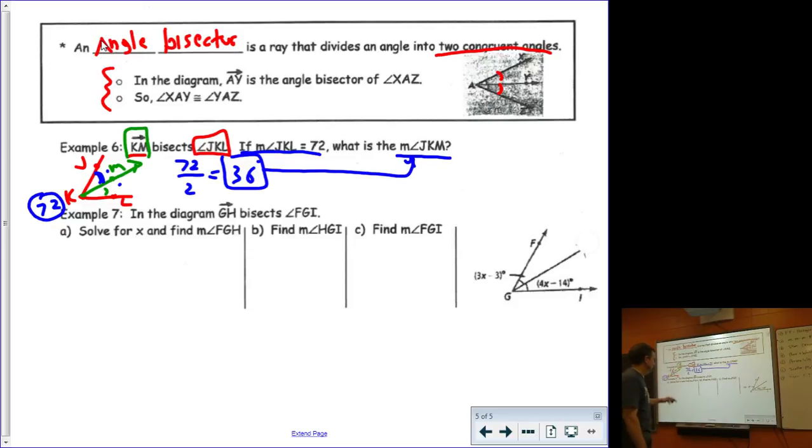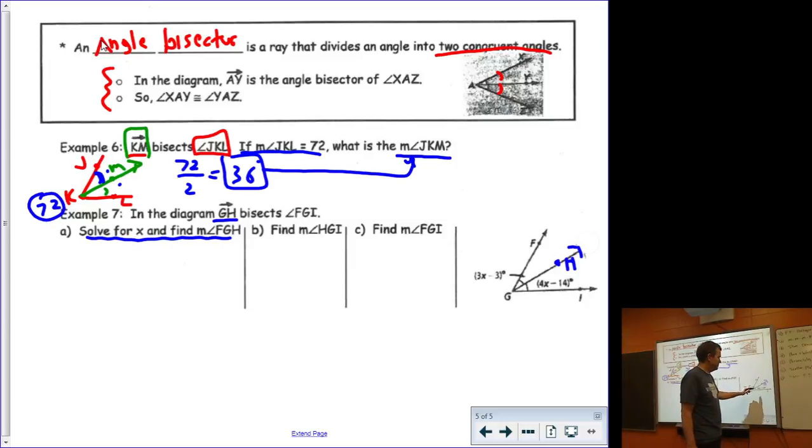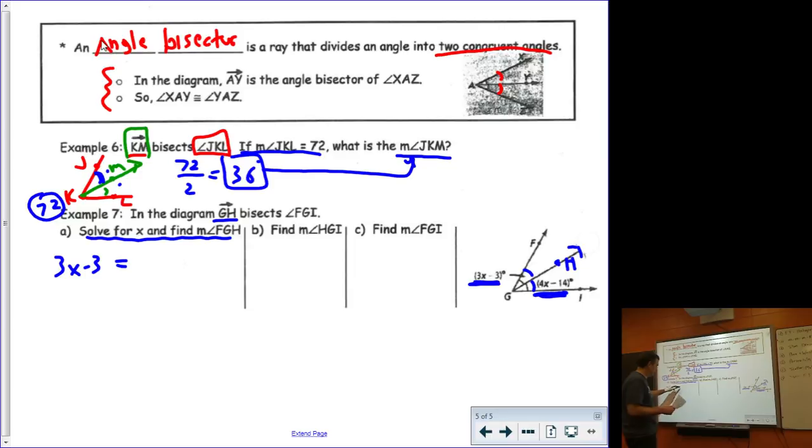And last up, I have that ray GH, that's this ray down the middle. It looks like my H got cut off. So there we go. Ray GH bisects angle FGI. First, they want me to solve for x. Well, since that is the bisector, it means that this half and this half are equal, or this measurement and this measurement are equal. So I can say that 3x minus 3 must equal 4x minus 14. And if I solve that, I get x equals 11.